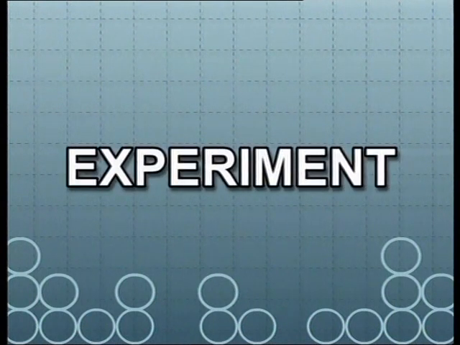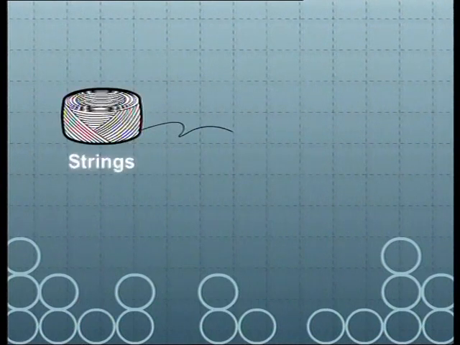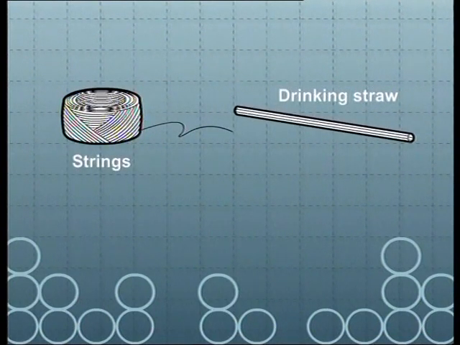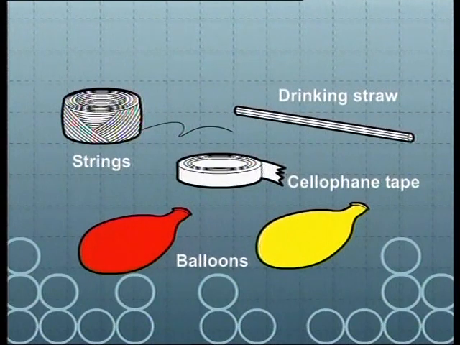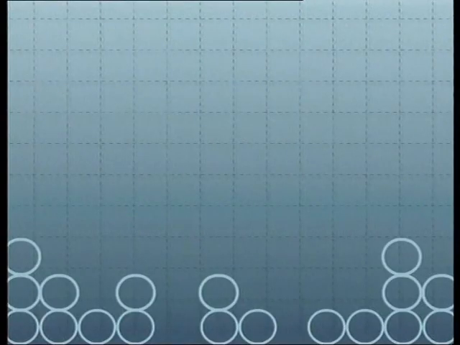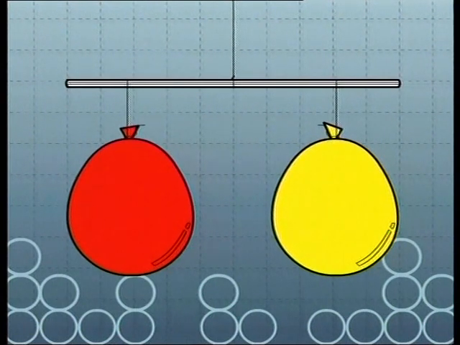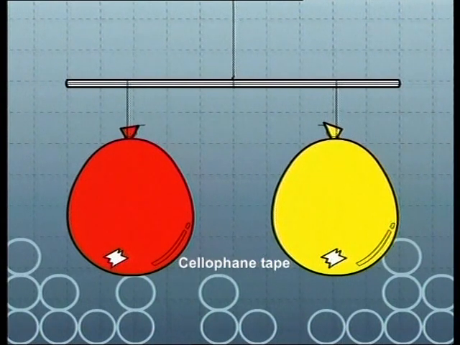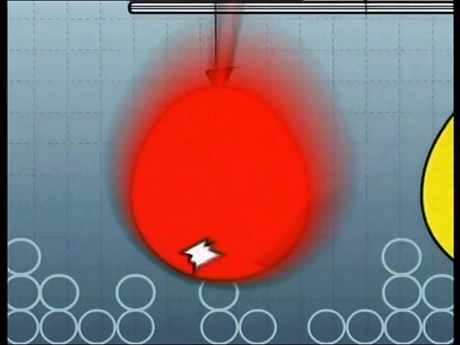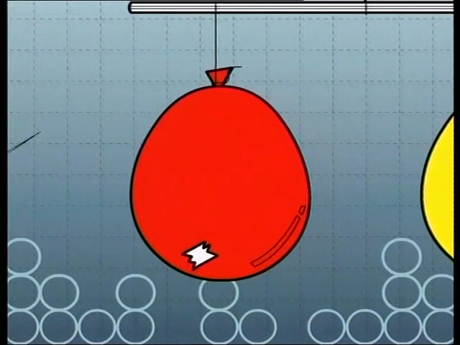Hey! Yo, I shall answer the question by showing you an experiment. I need some string, a drinking straw, cellophane tape, and 2 colored balloons. I have set up the experiment like this. We shall now stick some cellophane tape on both balloons. Now, the balloons are equally balanced. I shall now prick the red balloon with a pin. Now, let's see what happens.